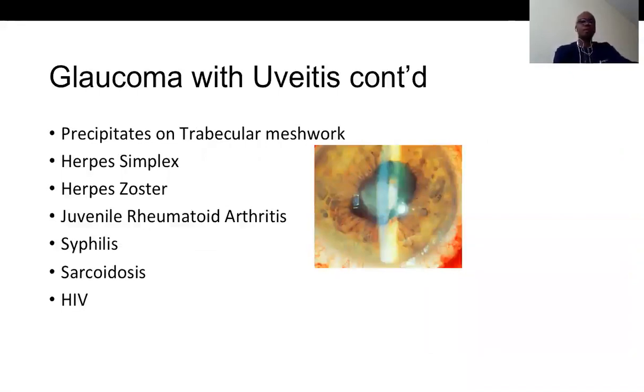Other conditions that may be responsible for glaucoma and uveitis, as listed in this group, include trabeculitis, inflammation of the trabecular meshwork from various sources, infections like herpes simplex, and then juvenile rheumatoid arthritis, syphilis, sarcoidosis, HIV. Of course, for this, that means the definitive treatment will include IOP-lowering medication and appropriate management of these conditions.